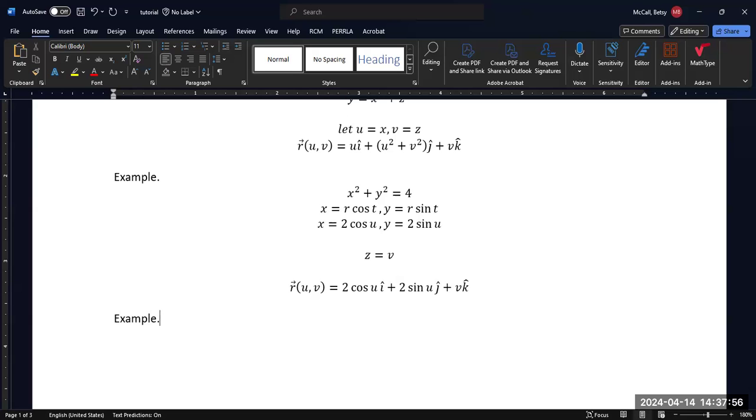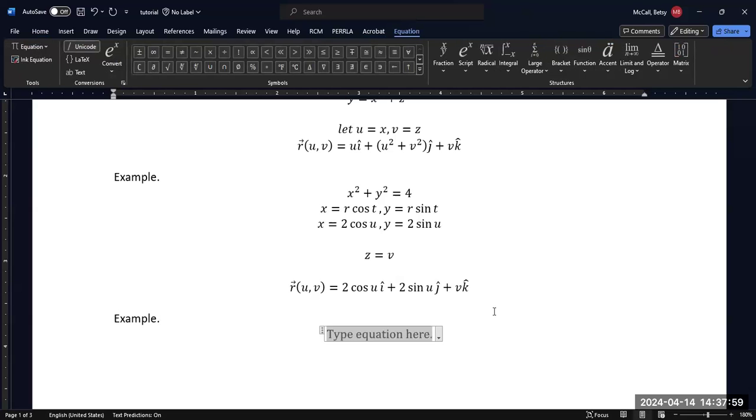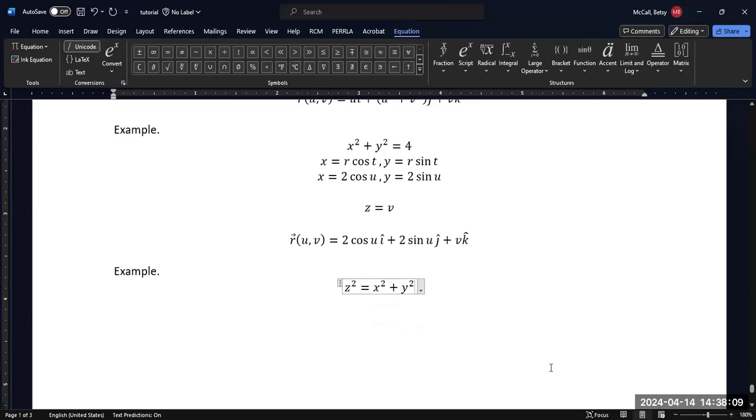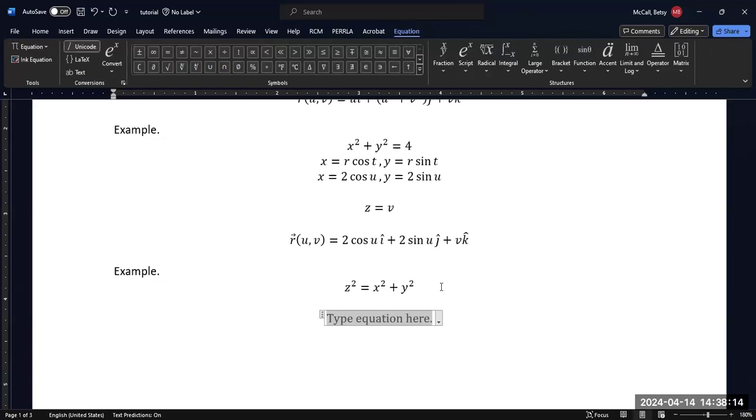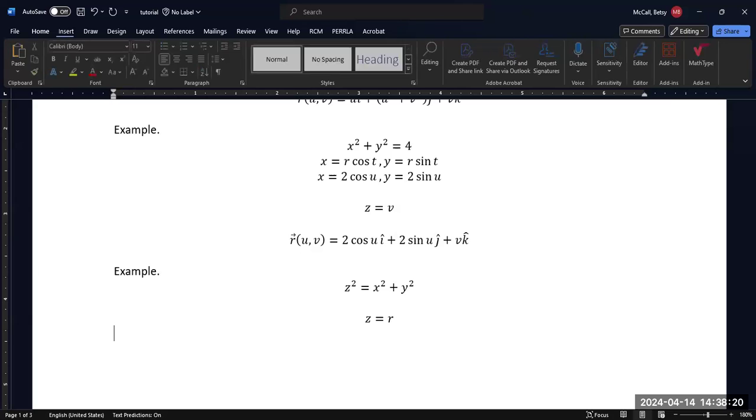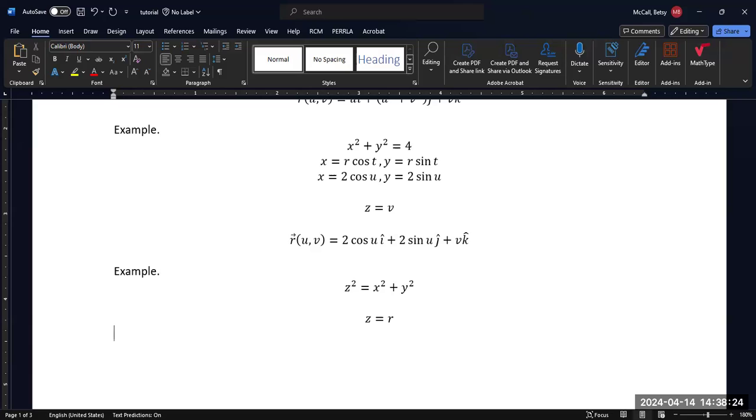Now let's think about another example. Let's say we have a cone. So here we have z squared is equal to x squared plus y squared. Now, if we were to think of this in polar form, in cylindrical coordinates, this would be z equals r, because we would get z squared equals r squared, and therefore taking the square root of both sides, you get z is r.